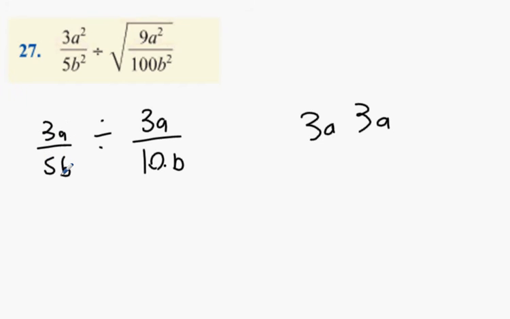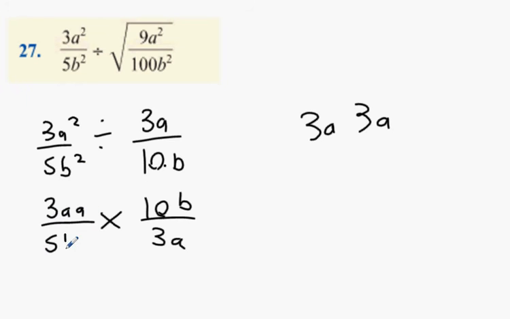Would you agree it's still division? Yeah. How do I change that to multiplication? 10b all over 3a. I'm going to change, that's 3a squared and 5b squared. I'm going to change that into 3aa and the other one into 5bb. What can I cancel?